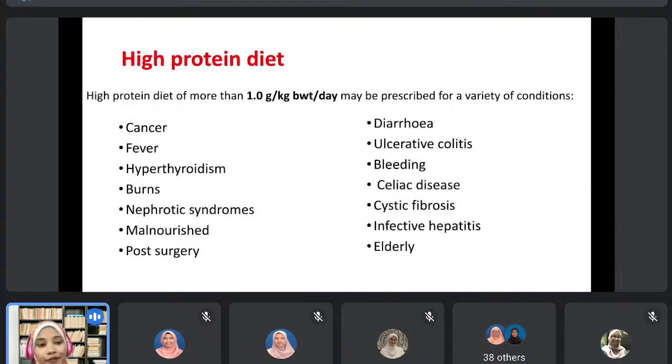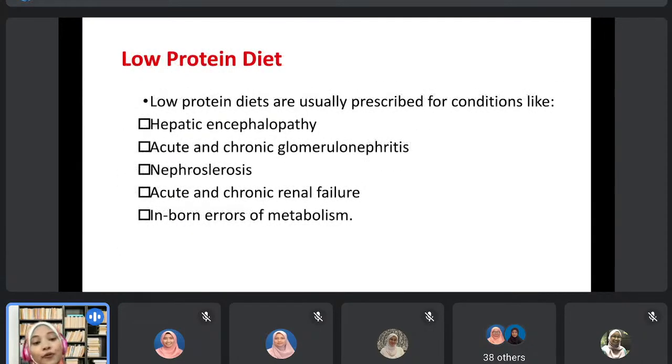For example, for a high protein diet, the normal protein intake is 0.8, so a high protein diet is more than that, usually more than 1.0. It may be prescribed for a variety of conditions like diarrhea, bleeding, cancer, burns, malnourished, elderly and so on. And for a low protein diet, it is usually prescribed for conditions like hepatic encephalopathy, acute and chronic glomerulonephritis, nephrosclerosis, acute and chronic renal failure, and also IEM.